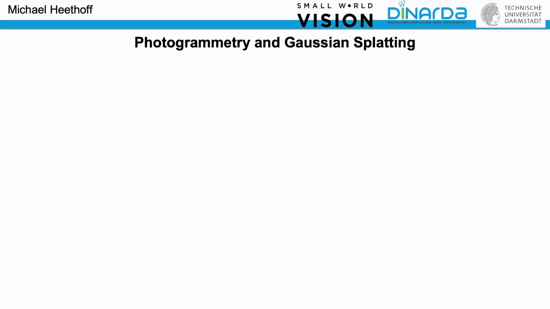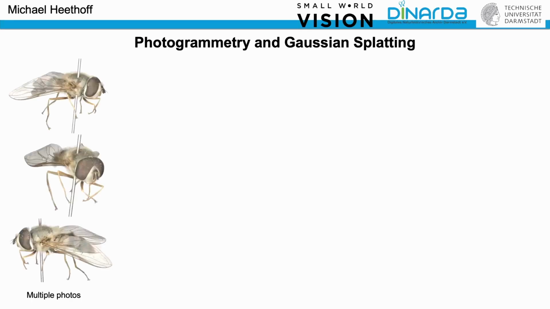I will talk a little bit about technology and about methods that we can use to generate digital twins, 3D digital representatives of small objects. One way to do that is photogrammetry. We can also use Gaussian splatting.